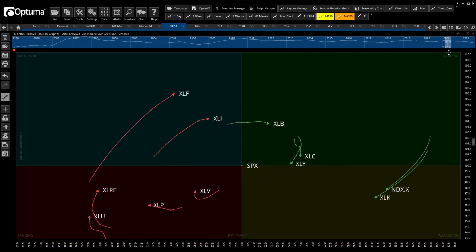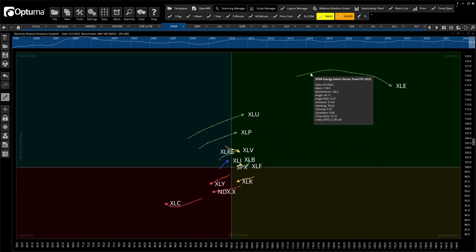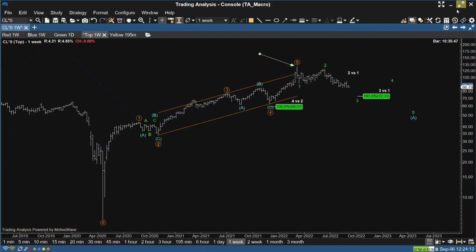We are seeing very similar conditions today where the energy sector has been in a period of outperformance and is beginning to see a momentum fade on the monthly time frame. Now, before we wrap this up, let's take a quick look at the energy sector wave count.